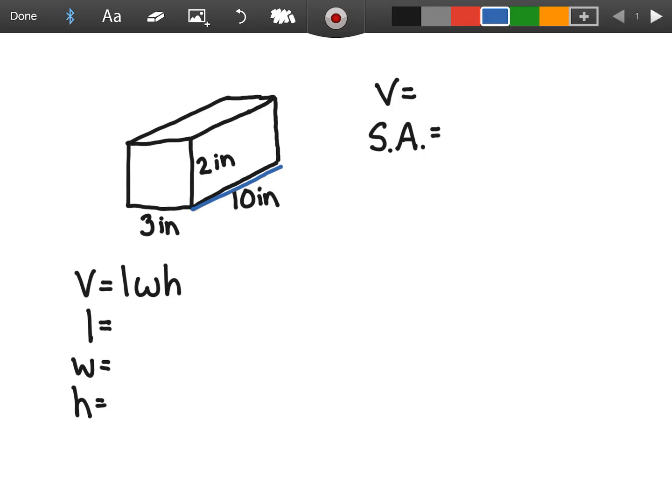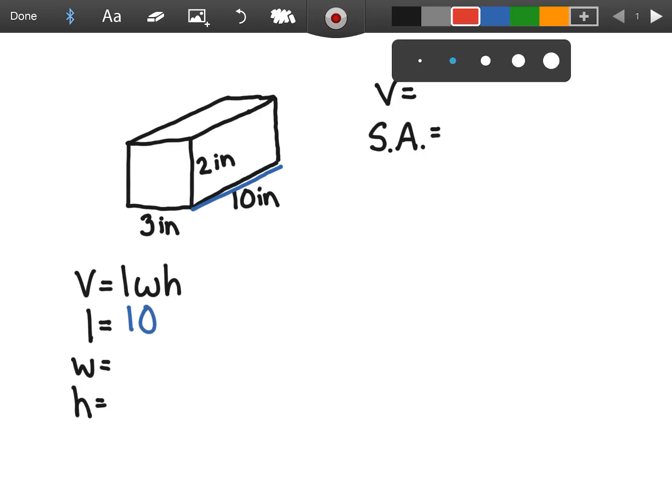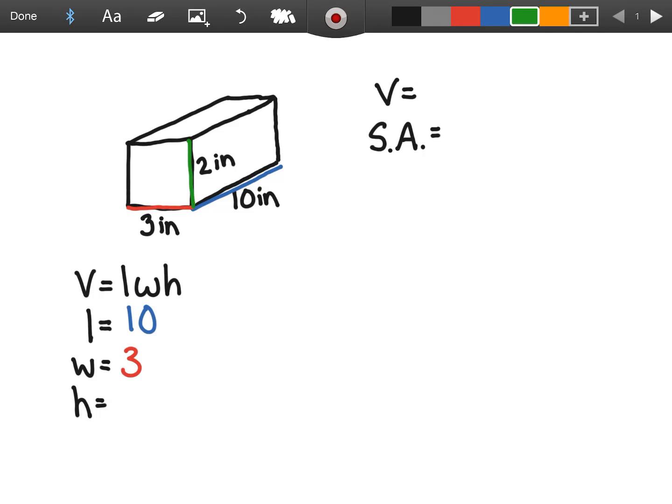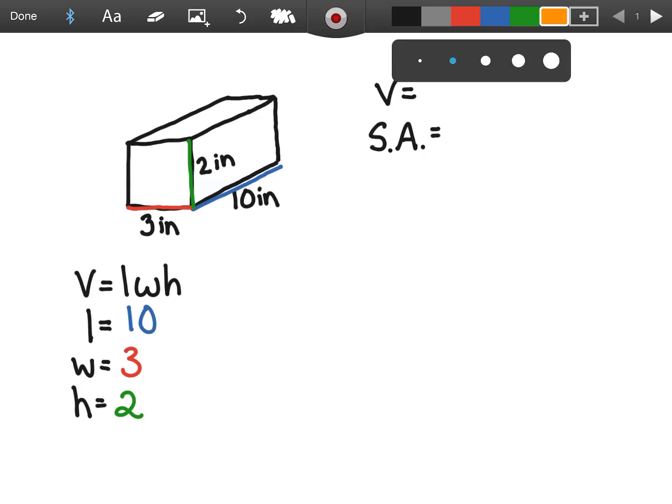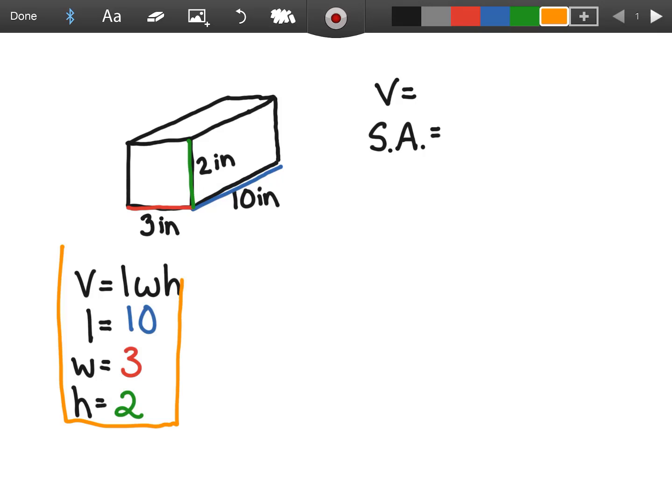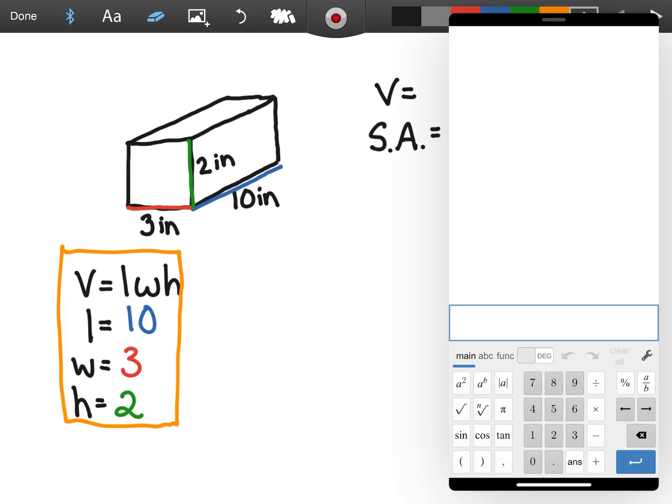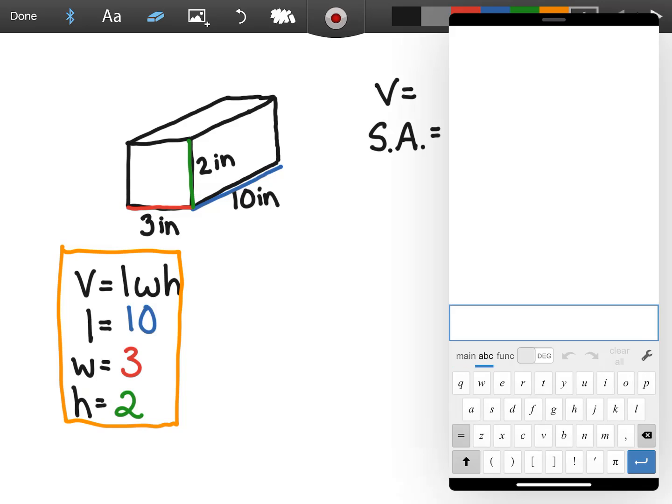We have our length of 10. We have our width of 3. And we have our height of 2. For rectangular prisms, it does not matter which you list as the length, the width, and the height, as long as you use each number once. Now we are going to take this information and put it into Desmos. When we put this into Desmos, it is important that you do not put the V equals. So we're just going to start with our expression, which is length times width times height.